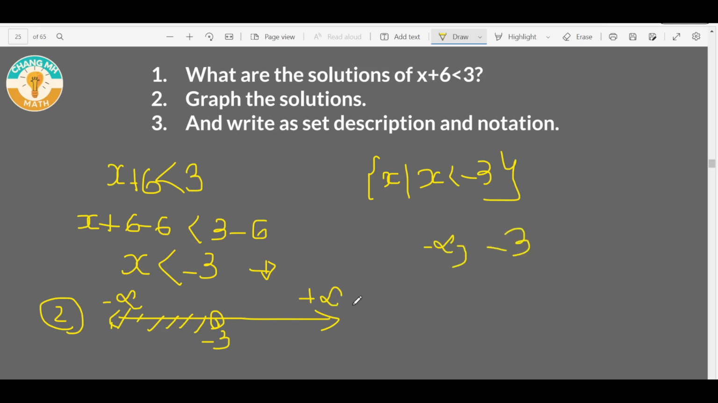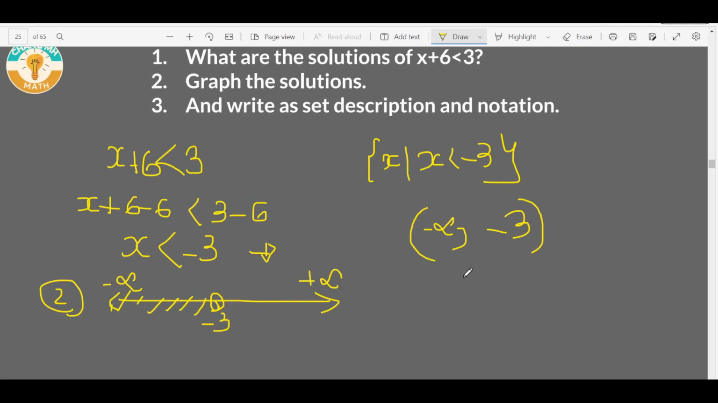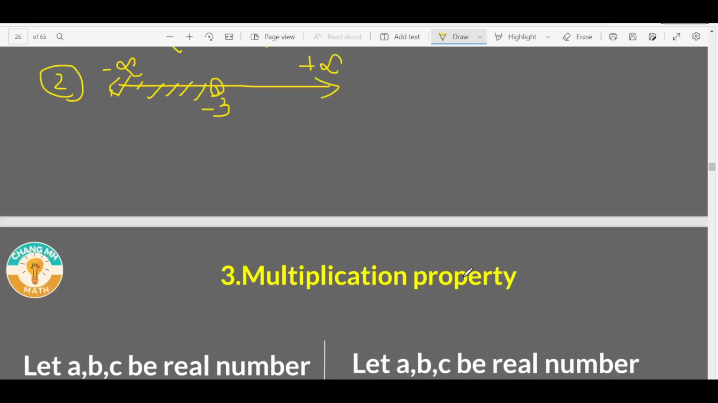As there is no equal sign, you just need to draw this circle or round bracket, and also for minus infinity you have to use a round bracket. So these are the solutions: the graph of the solutions, set description and notations. Thank you. So let's look at the next one.